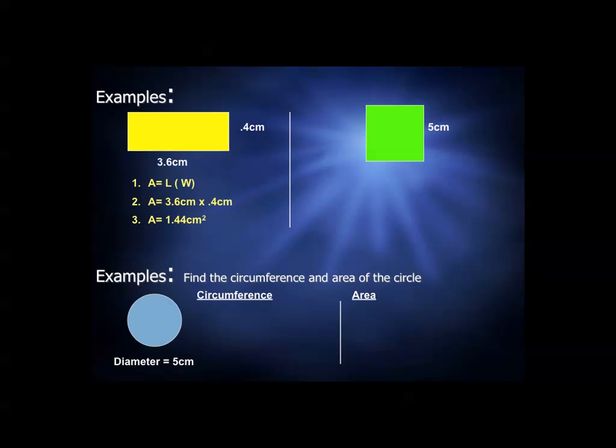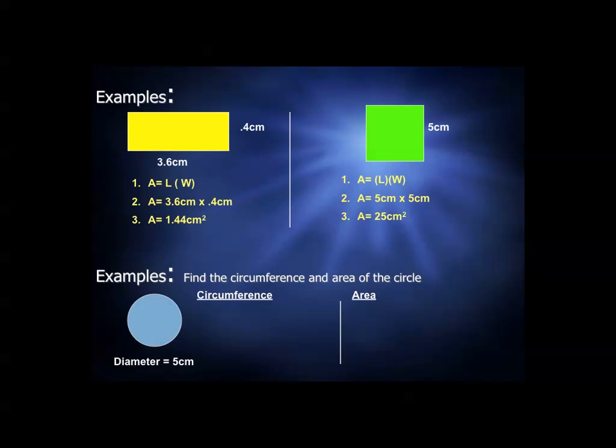Okay, how about this square? What's my first step, Donovan? Length times width. Area equals length times width. Second step. Jan? We're going to substitute the variables, 5 times 5. Yup, 5 centimeters times 5 centimeters. Finally, my last step here, Matthew, you need the answer, which is 25 centimeters squared. 25 centimeters squared.